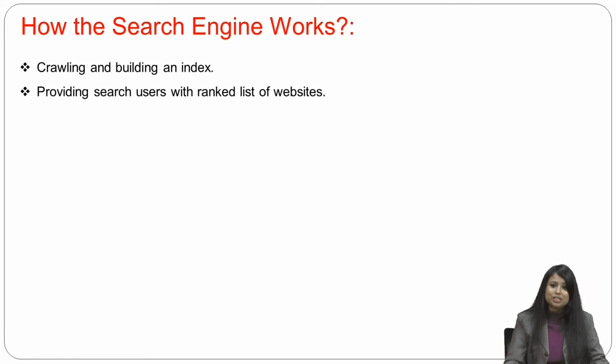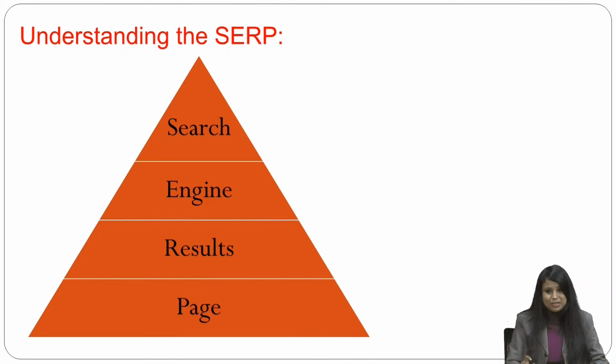Now moving forward, we need to know what SERP is. Understanding the SERP: S stands for search, E stands for engine, R stands for results, and P stands for page. So SERP altogether is known as the search engine results page. When a user looks up something on Google, the first page he or she sees after typing the query and clicking enter is a list of possible websites.